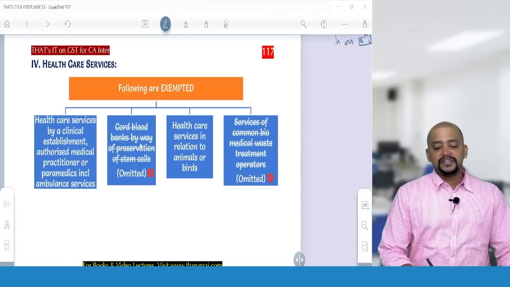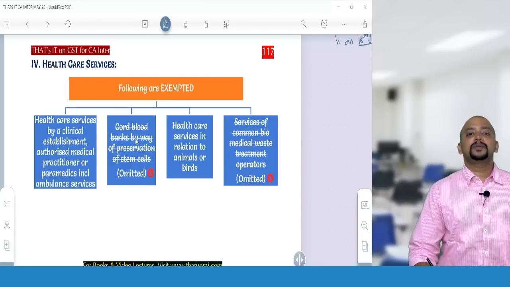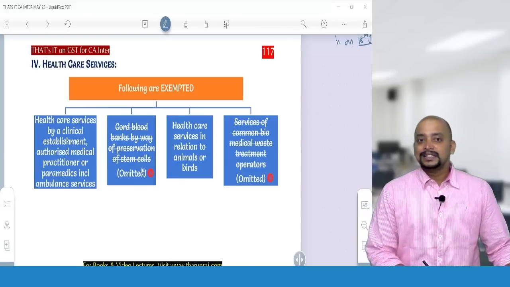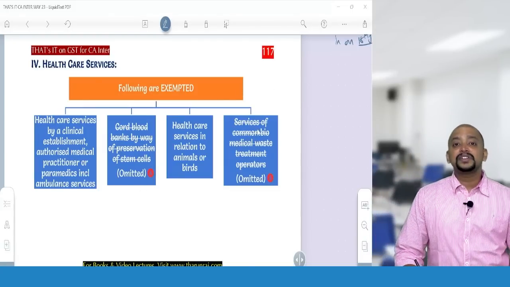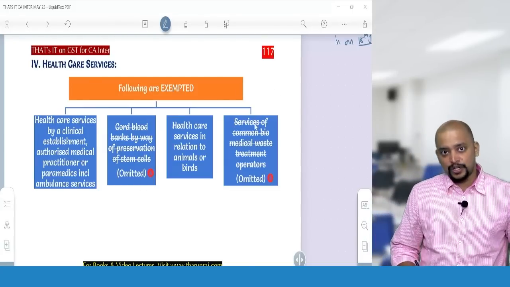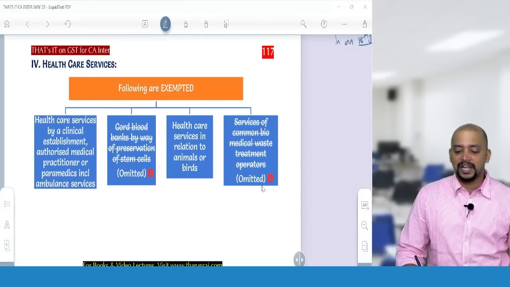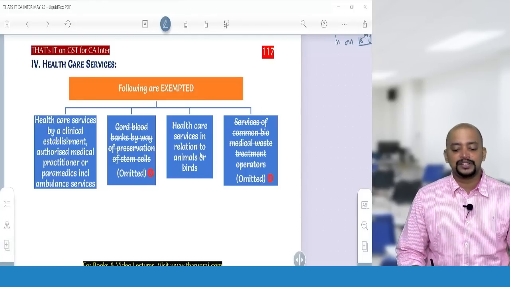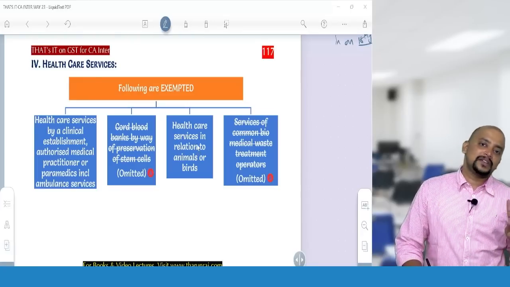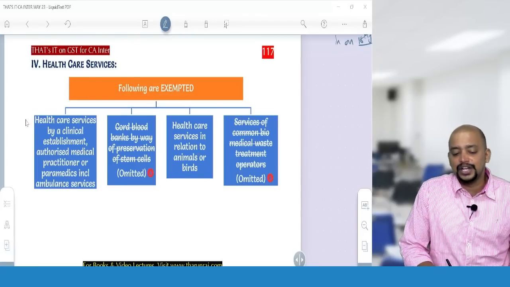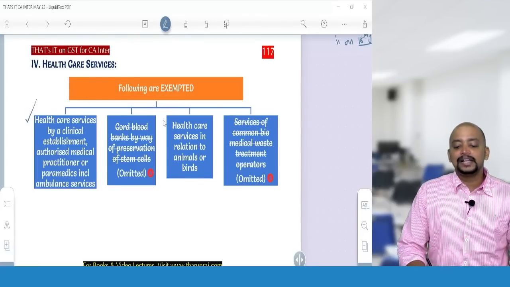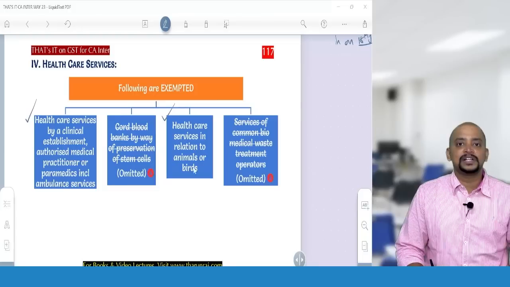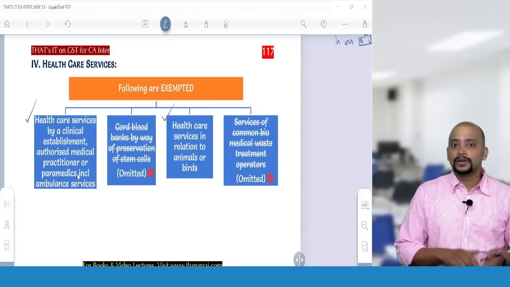Now previously, service provided by cord blood banks by way of preservation of stem cells, that is now taxable, and service of common biomedical waste treatment operators, also previously exempted, has now become taxable. And the second exemption is healthcare service in relation to animals or birds. So now only 2 healthcare services are exempted: healthcare service in relation to human beings and healthcare service in relation to animals or birds. So these 2 are only exempted.